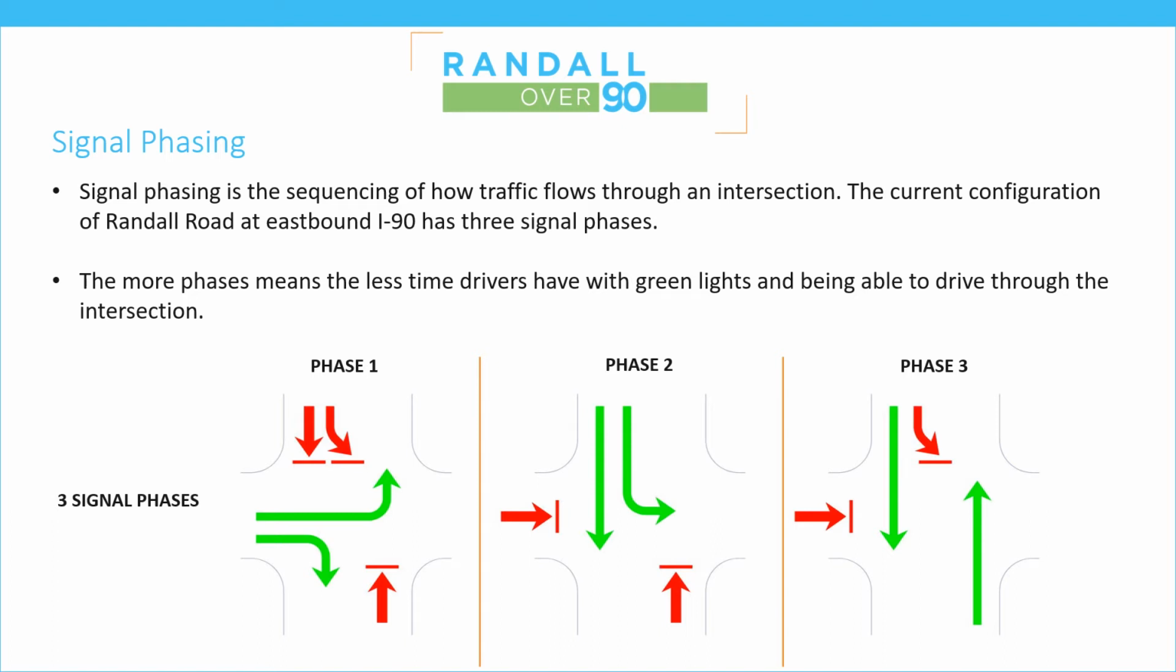Signal phasing is what we call the process of deciding how long and in what order each movement at an intersection gets its turn to proceed. The image shows the current signal phasing for Randall Road at eastbound I-90. It has 3 signal phases. The more phases you have means less go time or green lights for drivers. Less green time means an increased likelihood of queuing and backups. The southbound left turn movement from Randall Road onto eastbound I-90 is a perfect example of this issue.